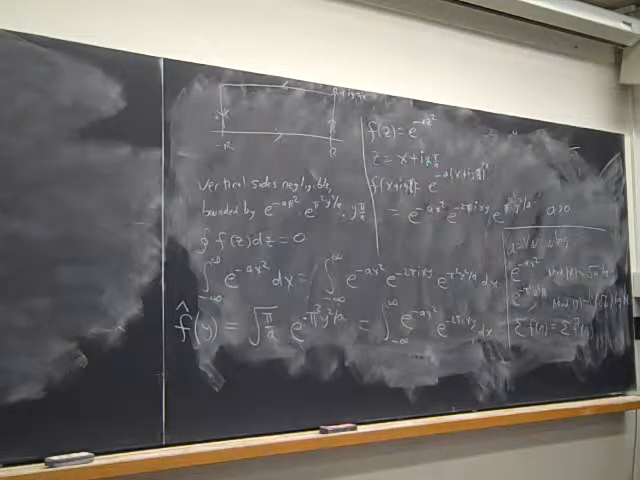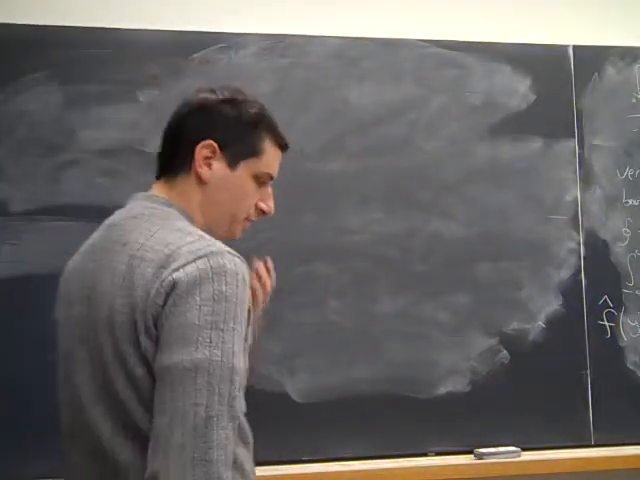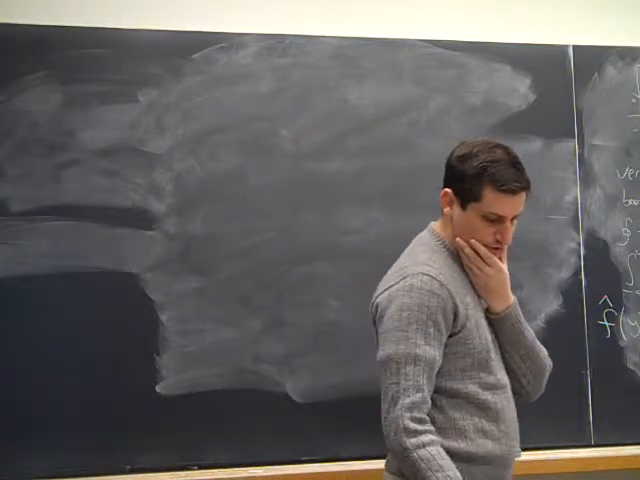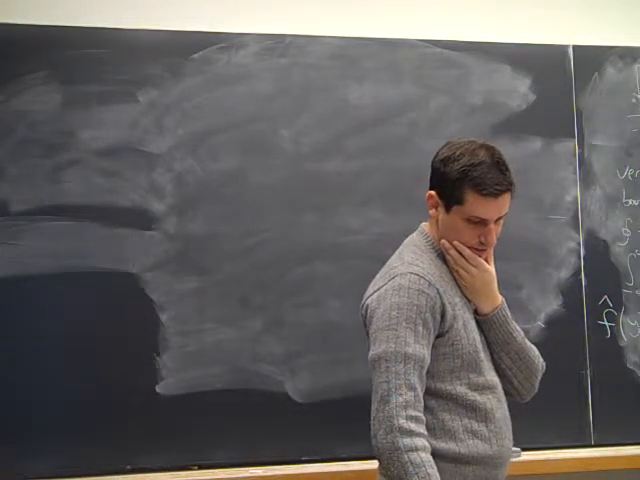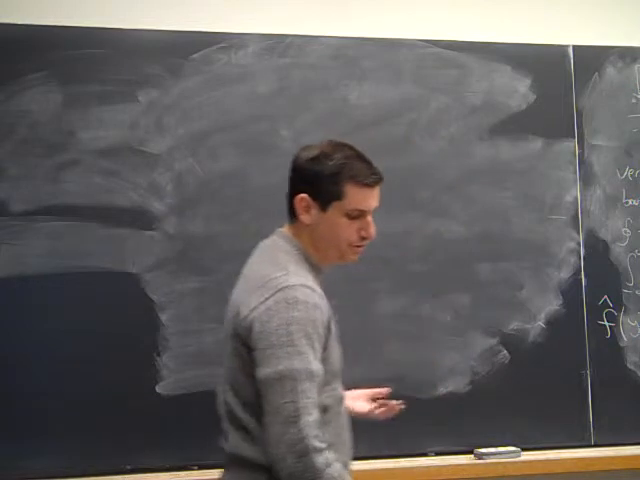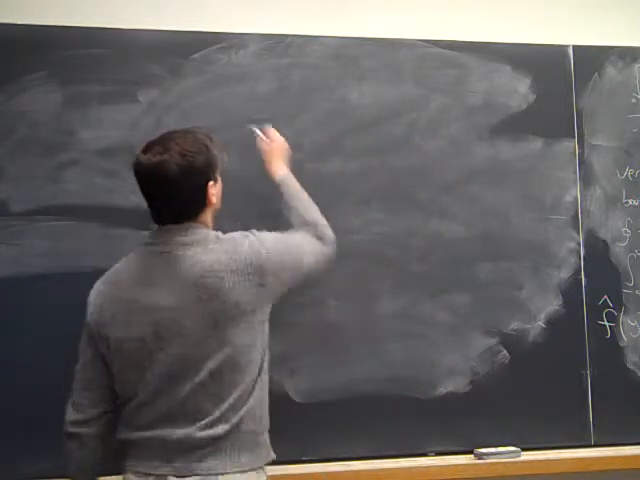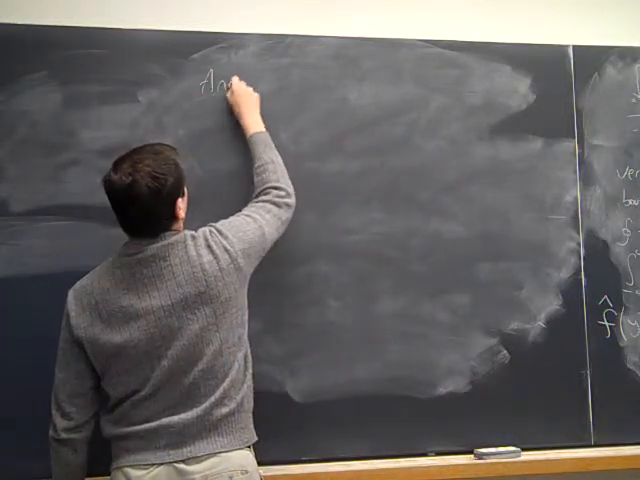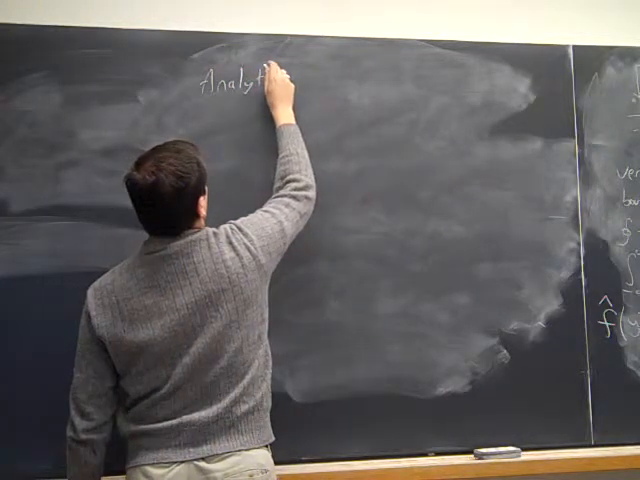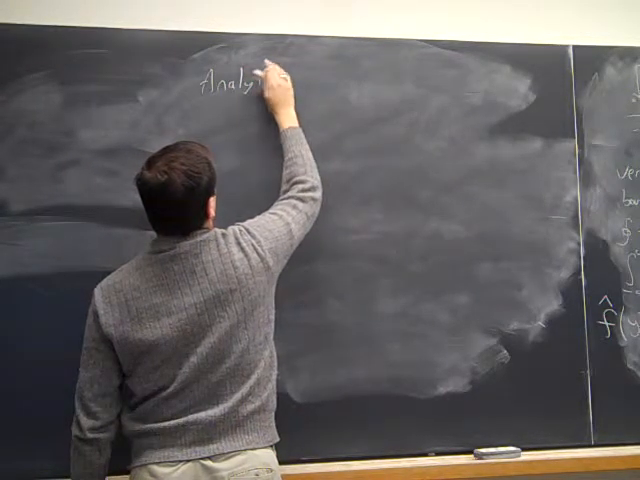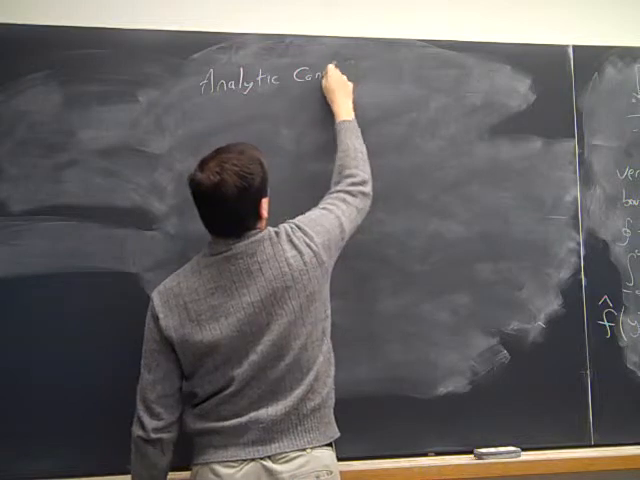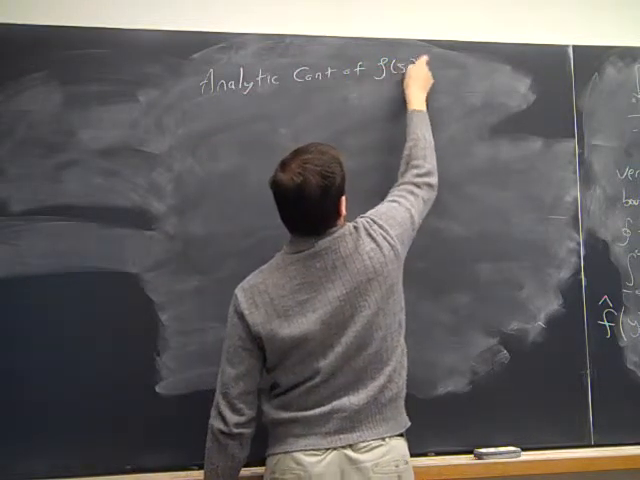Okay, so what we're going to do now is we're going to revisit number theory. And so I promised you that we would get to the analytic continuation of the Riemann zeta function. So there's a lot of different ways to do this. I'm going to go through one of the standard proofs, so this is the analytic continuation of zeta of s.